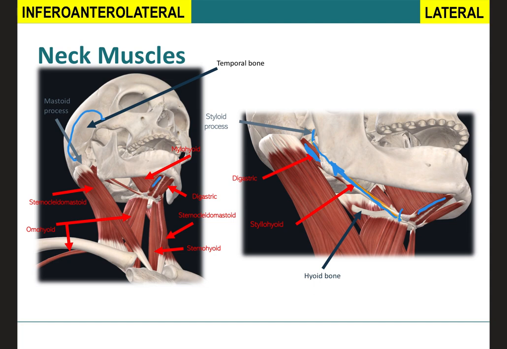So this would be your digastric swinging around over here, and this would be right in the middle, your sternohyoid. Your omohyoid is this one over here that continues to go around the clavicle bone. We do have another muscle here, which is the sternocleidomastoid, which we will cover in the next segment.